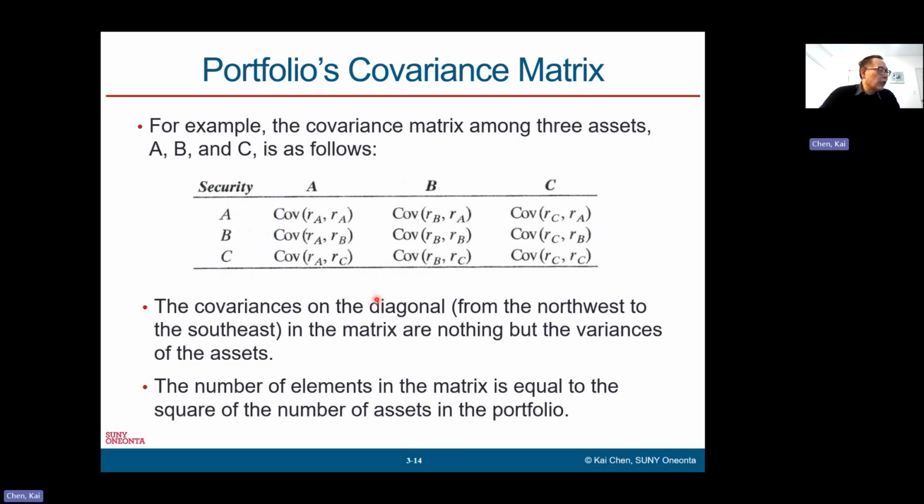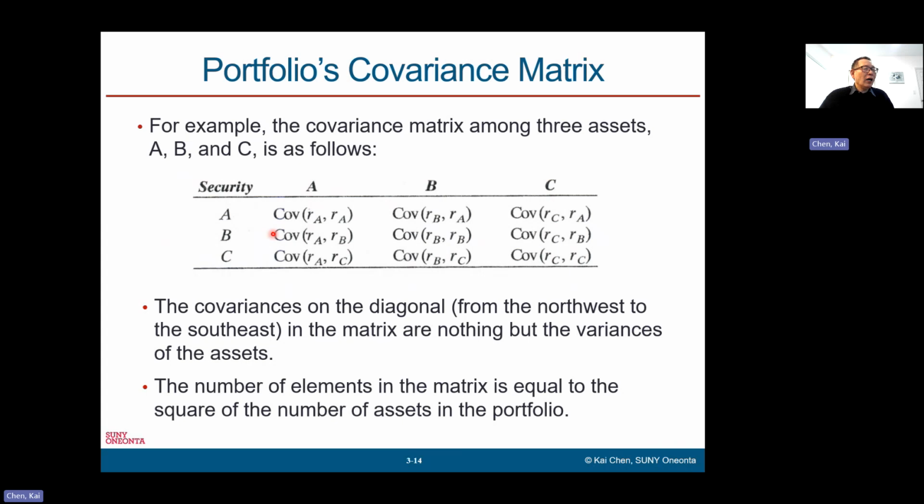Okay, and now before we move on, I'd like to ask you a question. How many elements in this example? It is easy for us to count, right? If you count, then you can see there in total there are 9 elements in this covariance matrix, or there are 9 covariances in this covariance matrix.